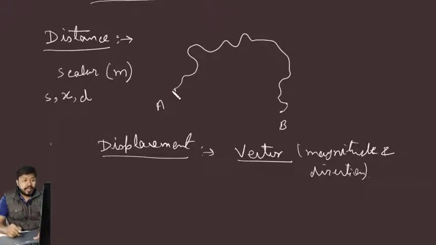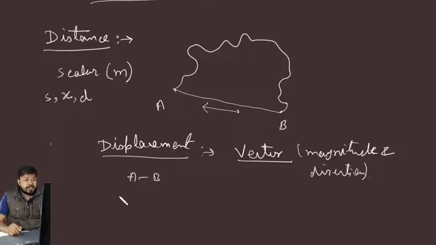Okay, so in the previous example we have seen that the particle started from point A, moved randomly in any direction and finally ended up at point B. Now what is the minimum distance between A and B? If we draw a straight line from A to B, then this length AB is the displacement AB. The minimum distance between A and B is called the displacement. It's a vector quantity. It has both magnitude and direction.